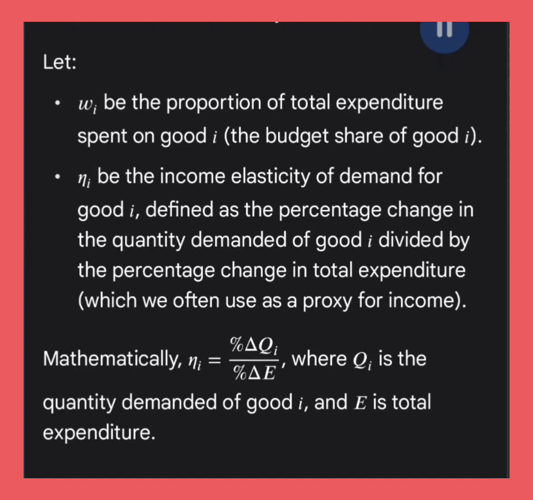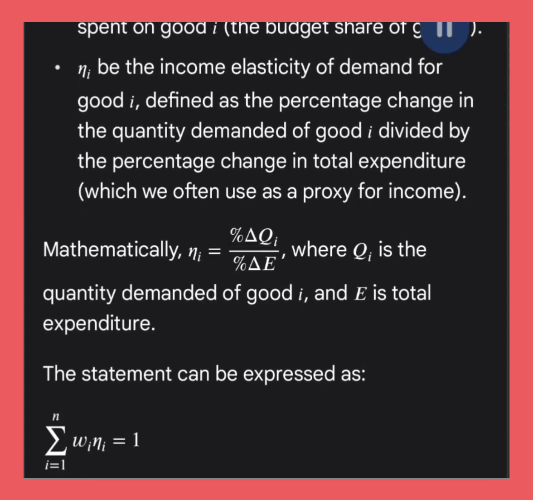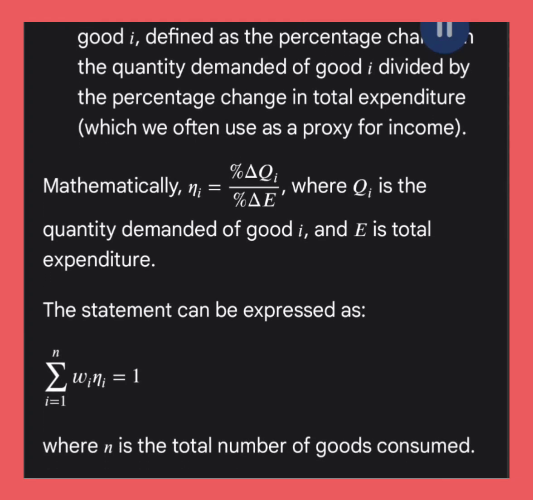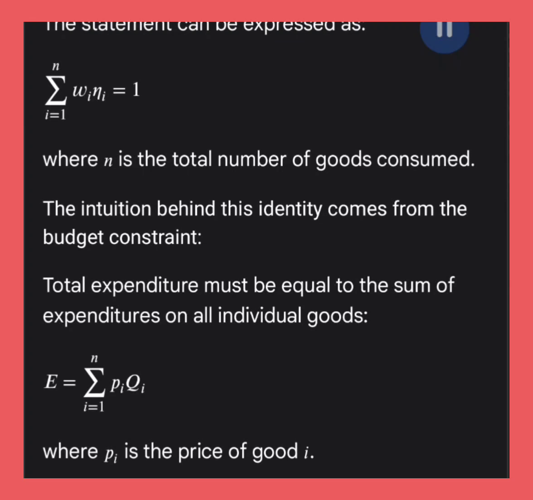Let $W_i$ be the proportion of total expenditure spent on good $i$, the budget share of good $i$, and $\eta_i$ be the income elasticity of demand for good $i$, defined as the percentage change in the quantity demanded of good $i$ divided by the percentage change in total expenditure, which we often use as a proxy for income. Mathematically, $\eta_i = \frac{\%\Delta Q_i}{\%\Delta E}$, where $Q_i$ is the quantity demanded of good $i$, and $E$ is total expenditure. The statement can be expressed as $\sum_{i=1}^{n} W_i \eta_i = 1$, where $n$ is the total number of goods consumed.